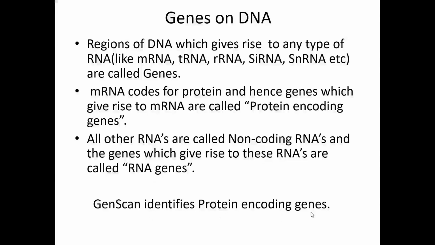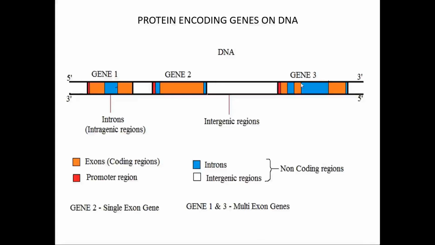So let's see about these protein encoding genes. These are some protein encoding genes on DNA. In a eukaryotic genome, the number of protein encoding genes is very few, meaning the region occupied by the genes is very meager. In humans, only 1% of DNA is protein encoding genes. The genes on DNA are separated by intergenic regions. Intergenic regions are the regions between two genes.